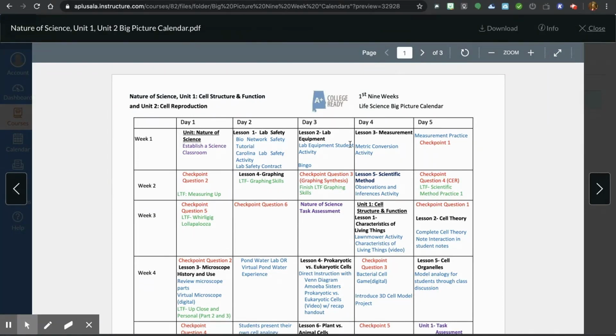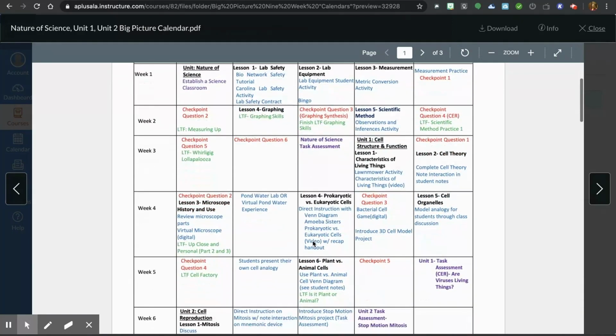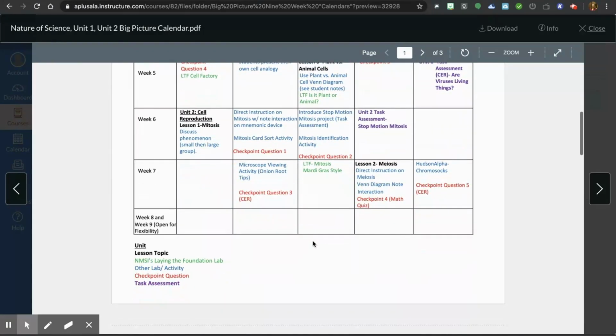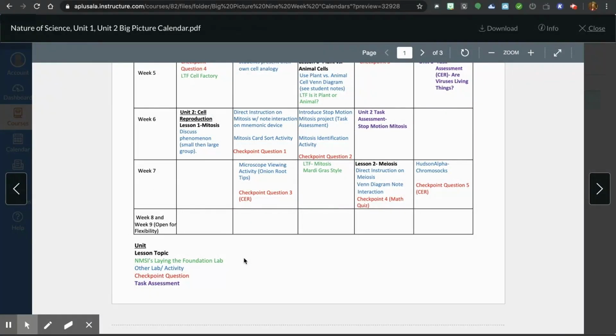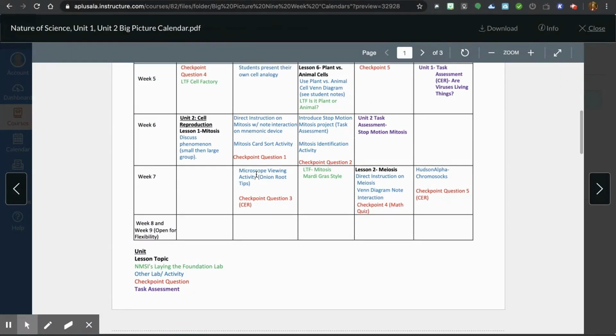Notice the different colors incorporated within the calendar. If you look down at the bottom corner, those colors are coded for you. Anything in green is a NIMSY Laying the Foundation lab. Many of our labs come from their curriculum. We have a partnership with them. They are labeled LTF labs for laying the foundations. In blue, you will find other lab activities.